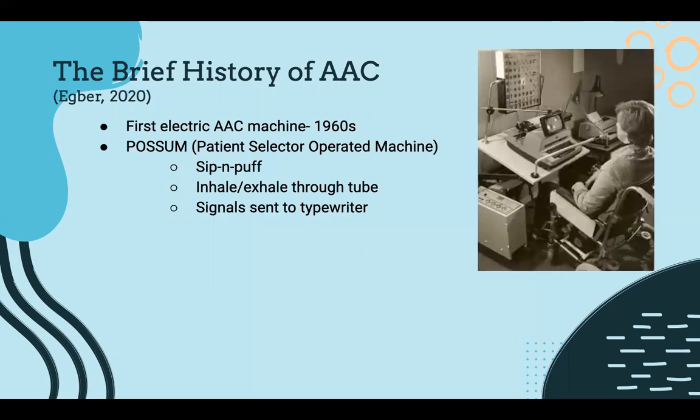The first electric AAC machine was made in the 1960s, called the Patient Selector Operated Machine, otherwise known as sip and puff. You can see here that you can inhale and exhale through a tube and the signals are sent to a typewriter. The only thing about this is it was only used at home, only for home use, so you couldn't bring it out and about.